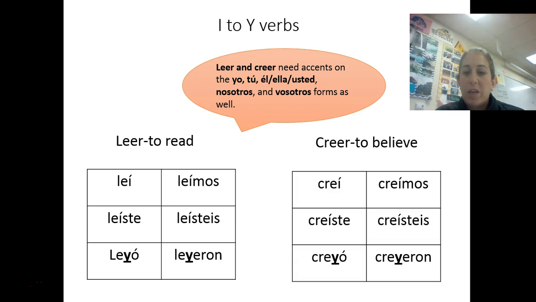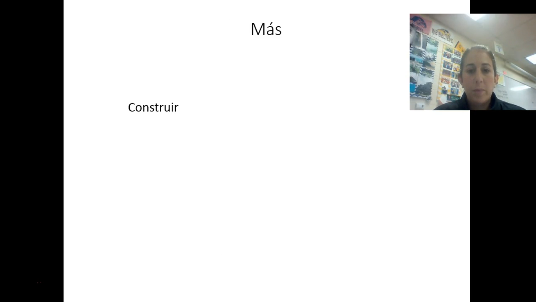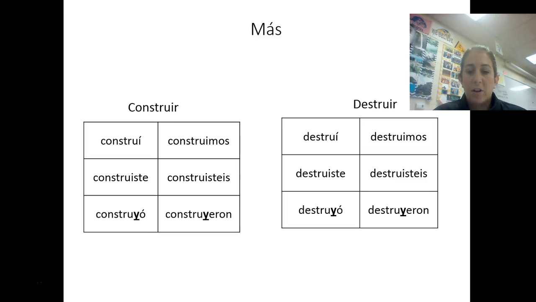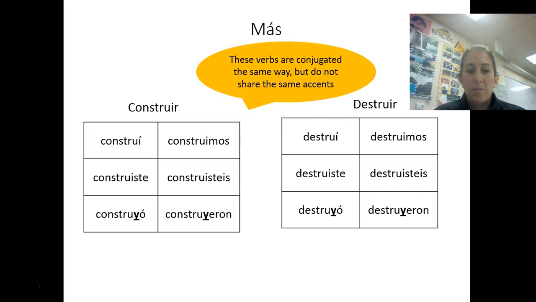Creer means to believe. Okay. Creí, creíste, creyó, creímos, creísteis, and creyeron. Again, notice that those have accents on all of them except for the ellos, ellas, and ustedes. Okay. And then, I'm going to just go ahead and click through all of them.